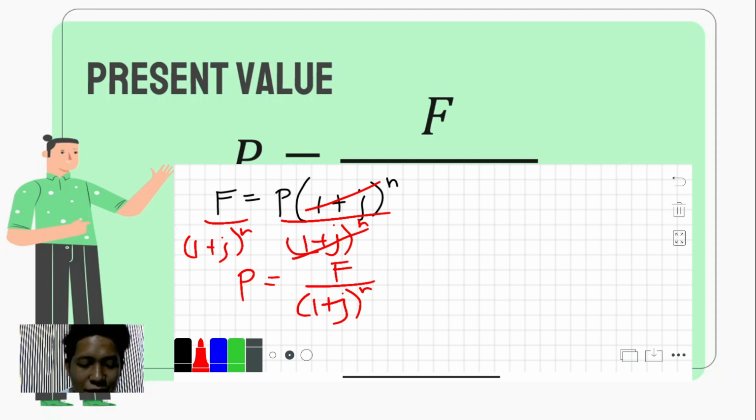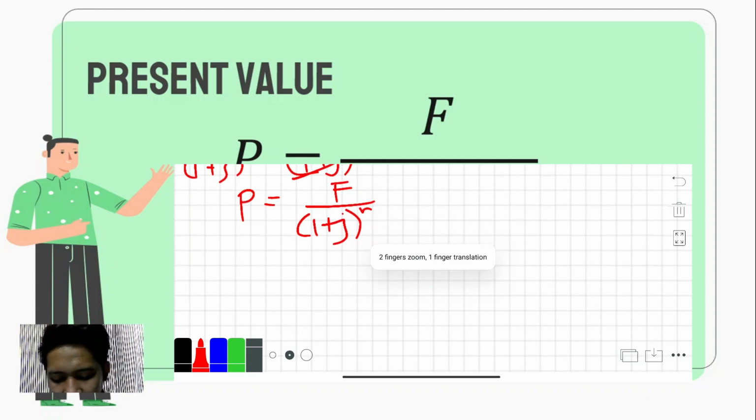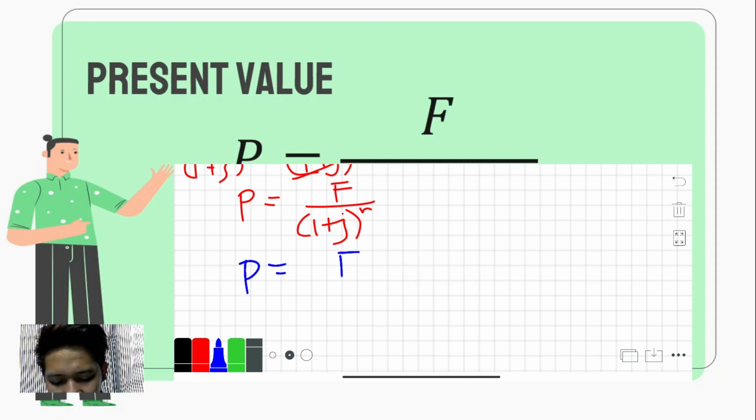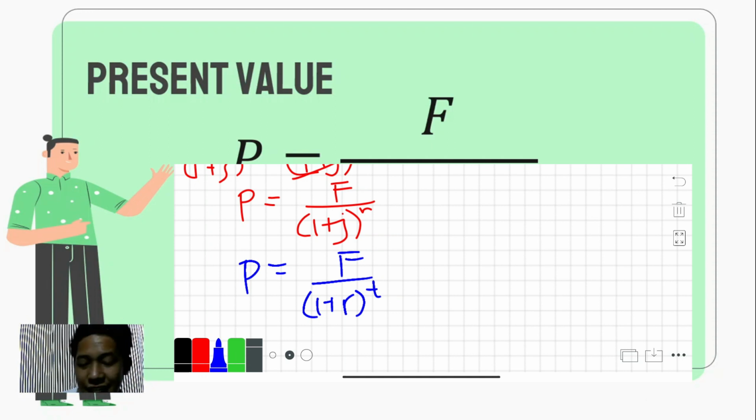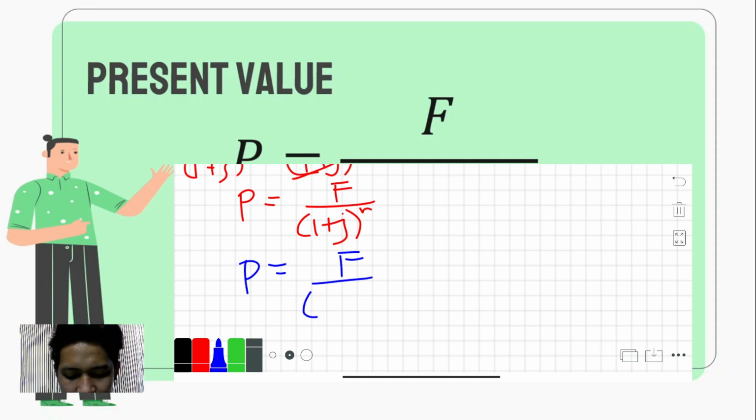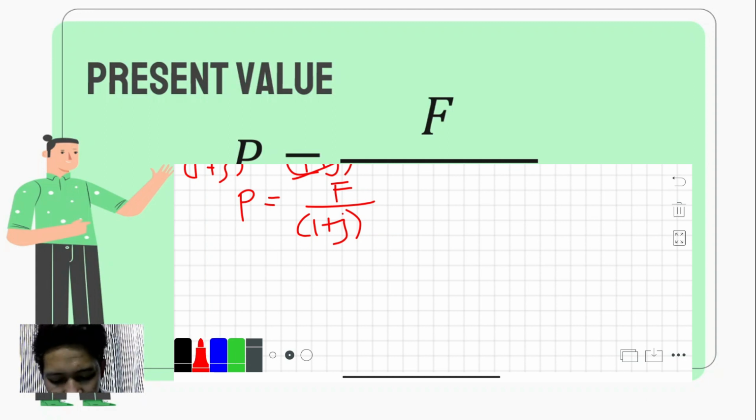So medyo meron siyang kamukha din dun sa last video, di ba? That is P equals F over 1 plus R raised to T. Kasi dito lang din talaga siya nanggaling. Okay? So let us have example.